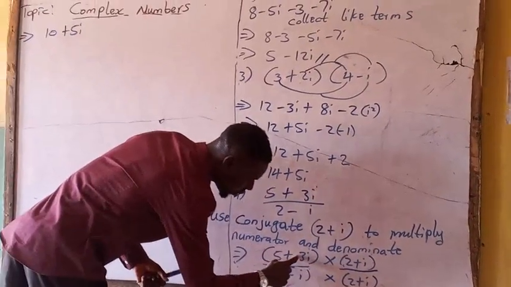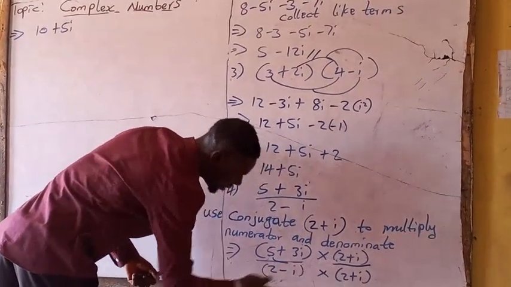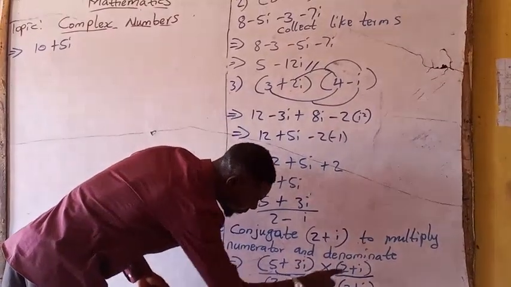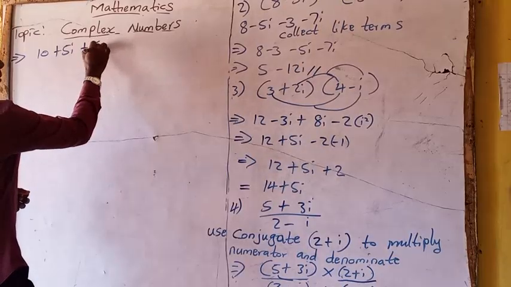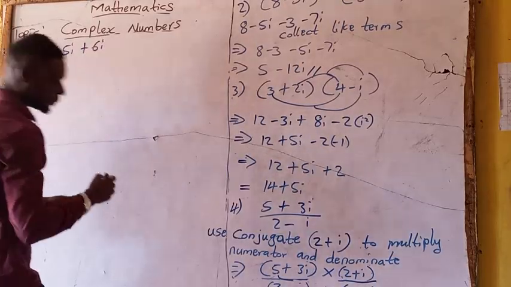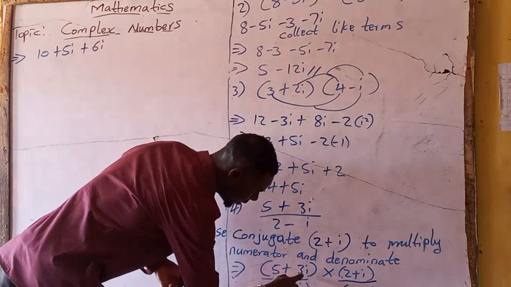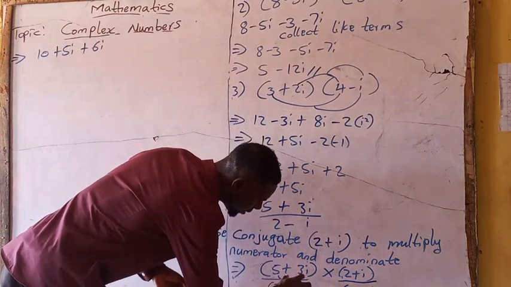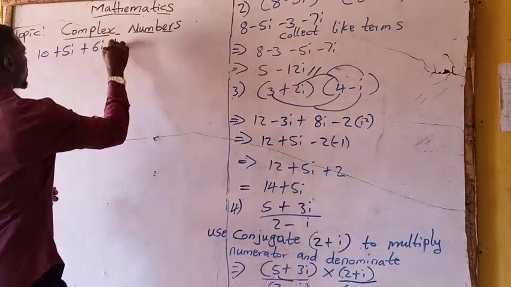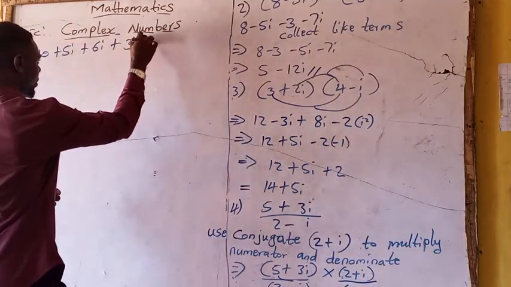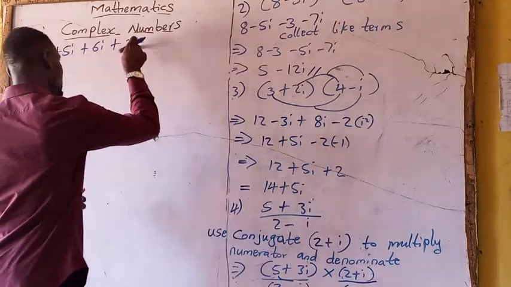So now I want to use plus 3i to multiply everything. Plus 3i times 2 will give us plus 6i. That is just like 3 times 2. Okay. Then this plus 3i times i will give us plus 3i squared. It is the i that is being squared.